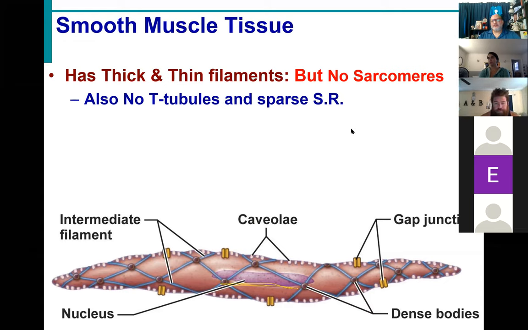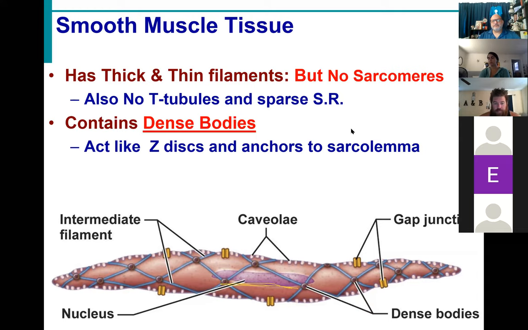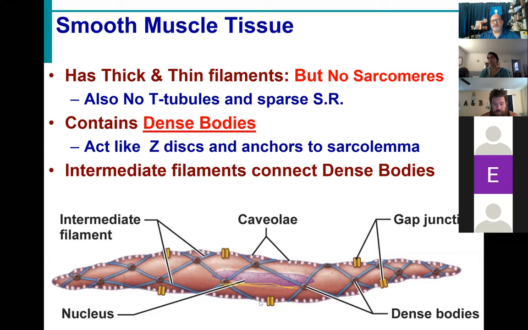So again, we have our myosin, we have actin, no sarcomeres, no transverse tubules, right? Very little sarcoplasmic reticulum. But we do have those anchor points for the actin, the dense bodies. We do have those intermediate filaments, our cytoskeletal proteins that hold and bind these together.